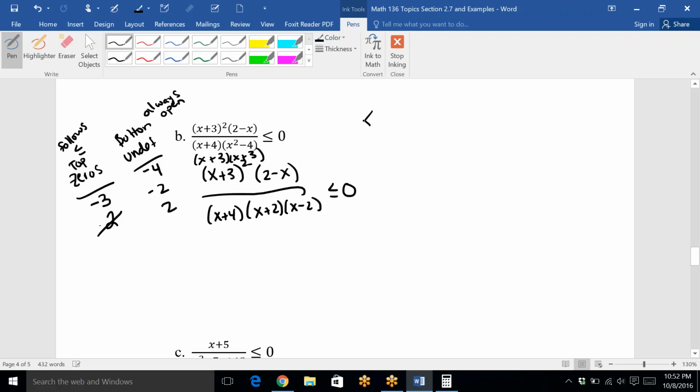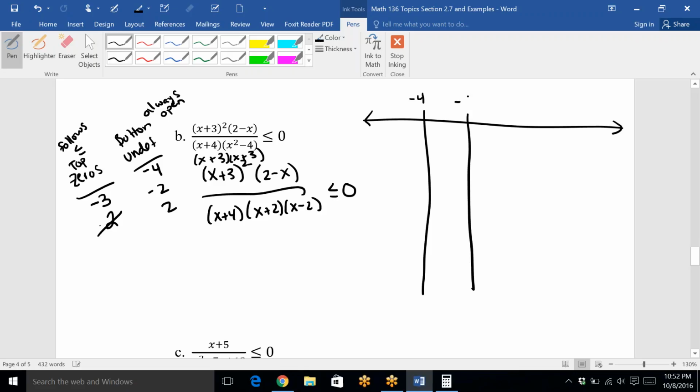So let's make it. Smallest number would be -4. Next smallest number would be -3. Next smallest number in the list is -2. And the largest number in the list over here is a +2. Be careful, remember anything from the denominator is always open. So -4, -2, and 2 are considered to be open circles. -3 is closed, not because they have to alternate, but because this has an equal to bar.